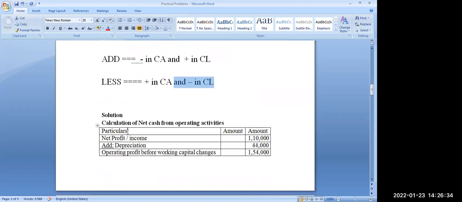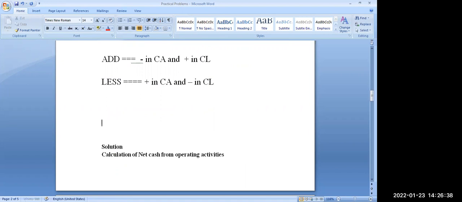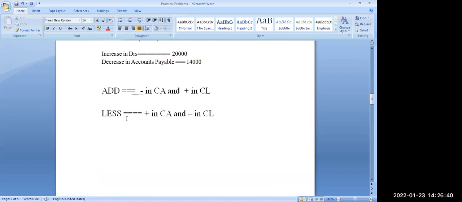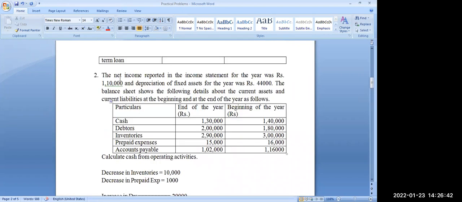Look at these particulars. Net profit is given in the question. How much net profit is given in the question? We don't have a profit and loss account here, but in real time, you can have a P&L account statement itself, and from there you can refer. It's only an abstract they have given to you. So 1,10,000 is the profit.